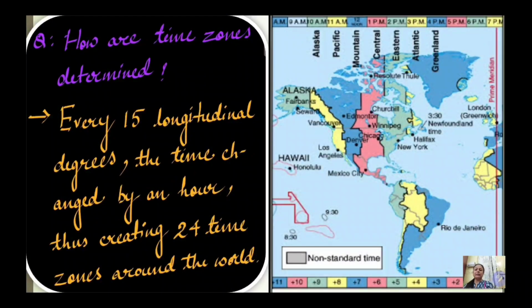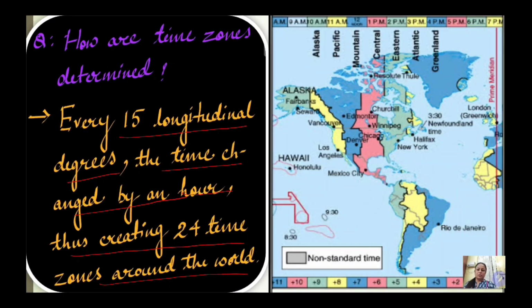So how are time zones determined? Every 15 longitudinal degrees, the time changes by an hour, creating 24 time zones around the world. Children, this question will make your concept further clear: as 15 longitudinal degrees are covered in 1 hour, the world is divided into 24 time zones.